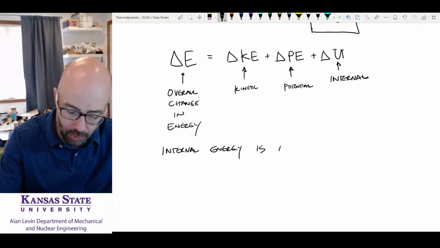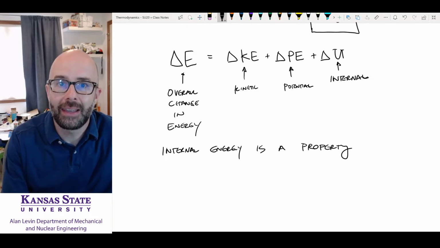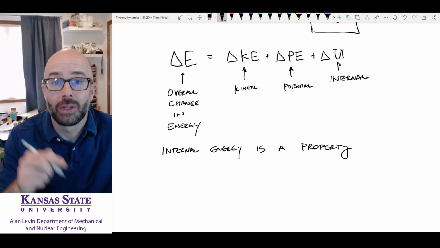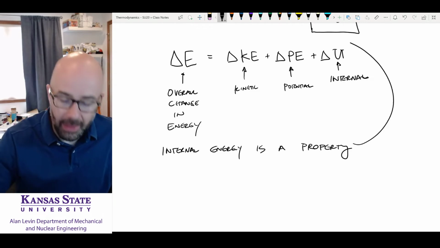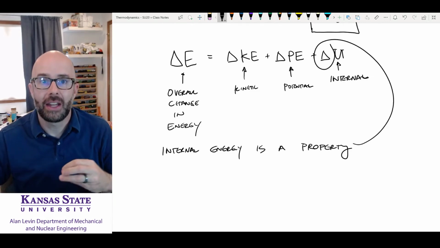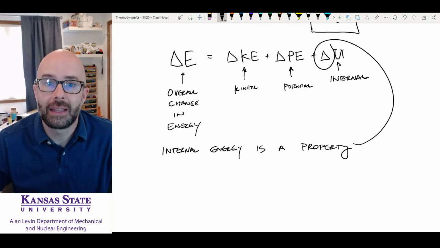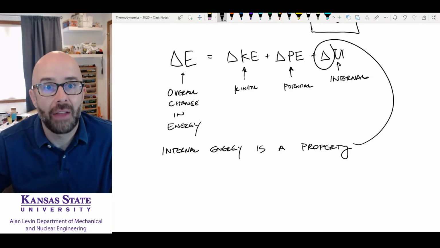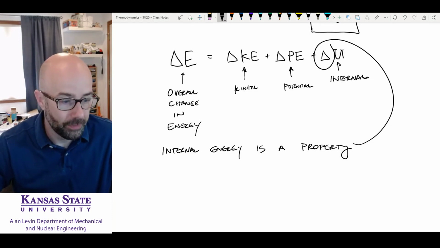Internal energy is a property. Just like kinetic, just like potential, it's a property. I need to know that delta. The key here is this delta. Because of this delta here, that's showing you I need to know the final and the initial, subtract those two, and I get the result. Properties, I don't care how they get from point to point. I don't care how that energy changed. I just want to know it did change. So it's a property.